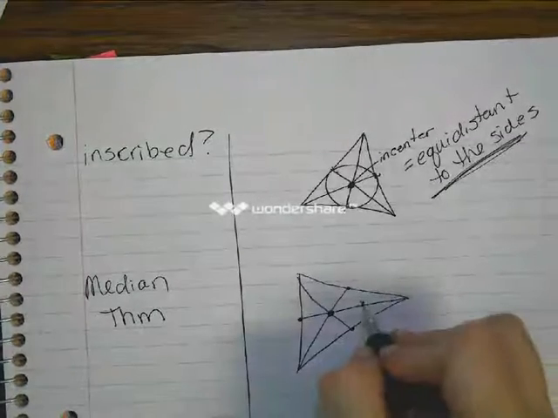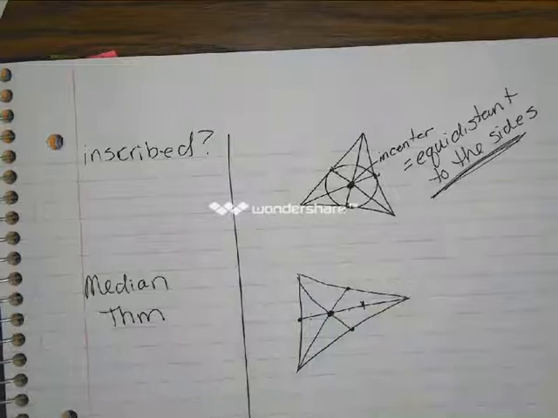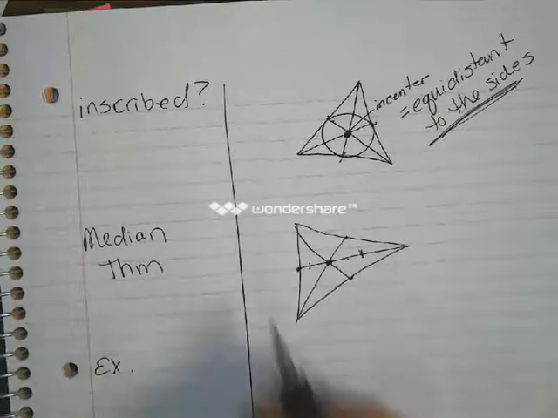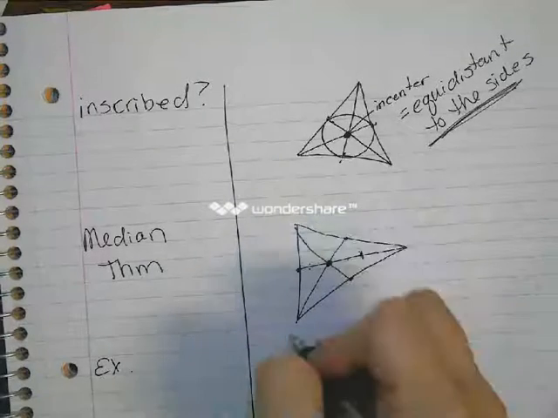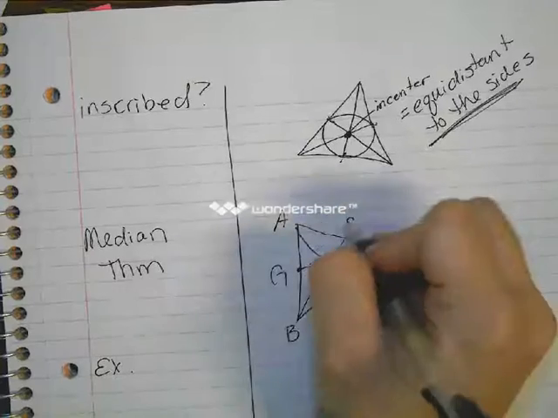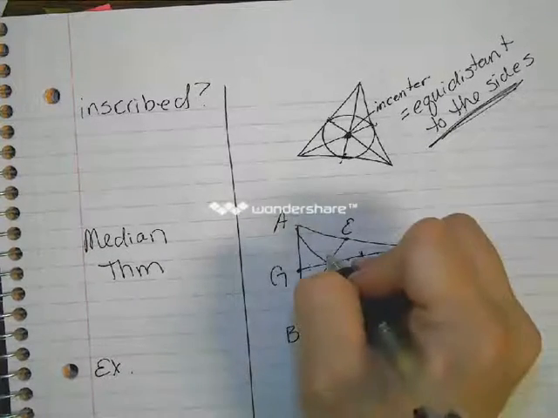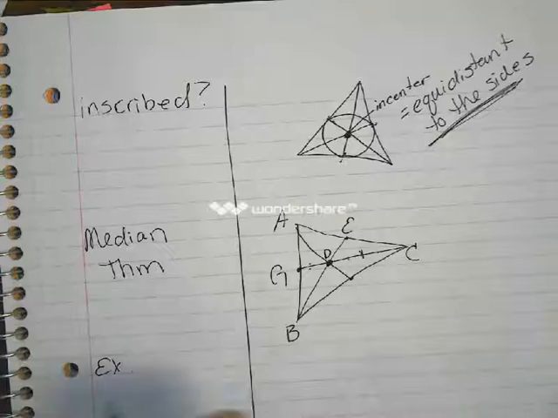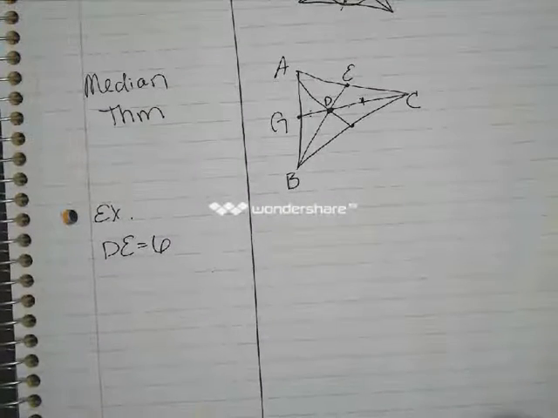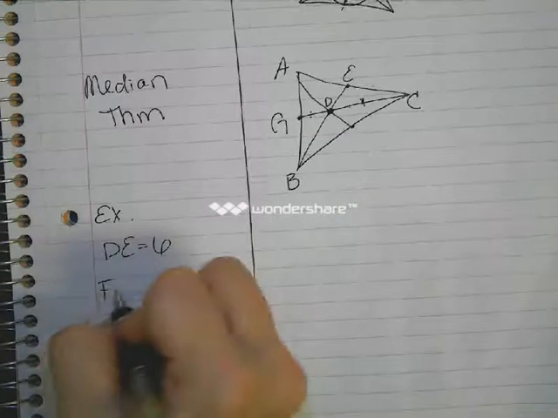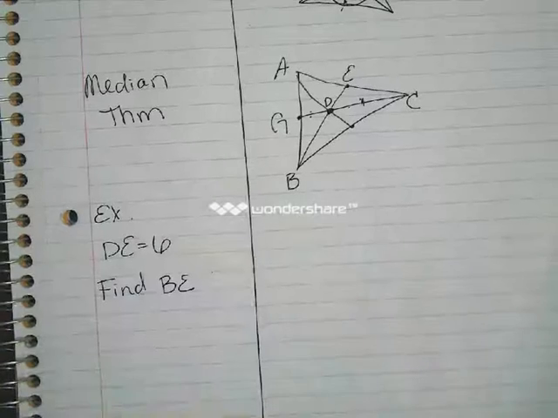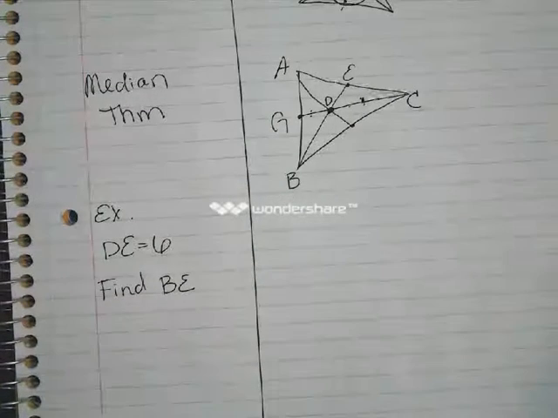Okay. If this is B, G, A, B, C, and this is D, I'm going to tell you that DE equals 6. Now I'm going to ask you to find BE. Now in our flip chart, in our foldable, I gave you 3 different equations you can use. Okay, depending on what information you're given is going to determine which one you need to use. This one gave you DE.